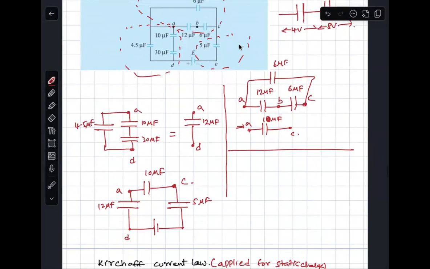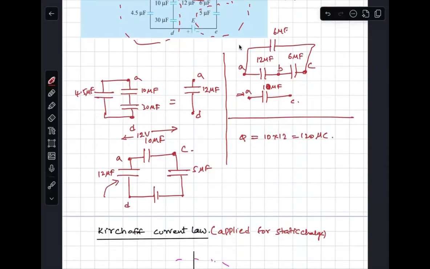Across this combination, you have a total potential drop of how much? 12 volts. Then what was the charge driven in the circuit? Q is equal to CV, 10 into 12, 120 microcoulomb. So therefore, here also the charge is the same, 120 microcoulomb. So which means the drop here is 10 volt.